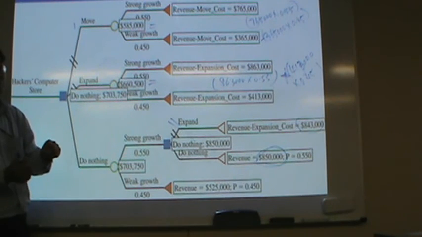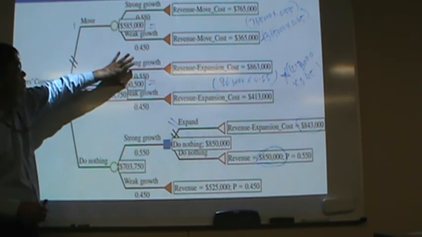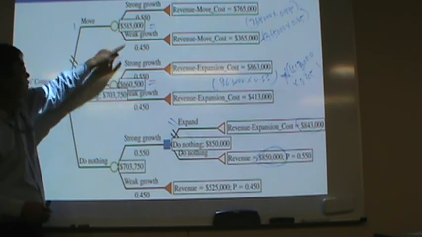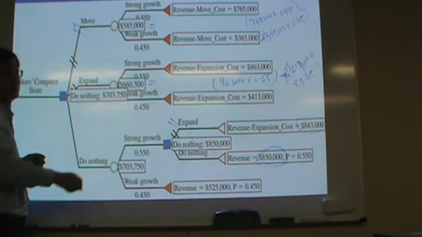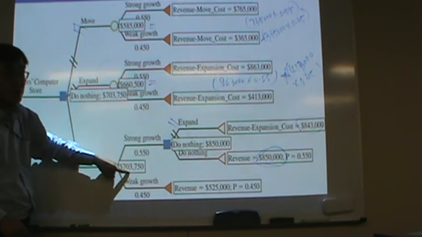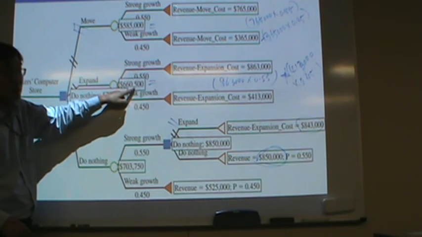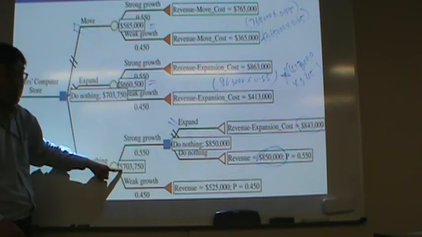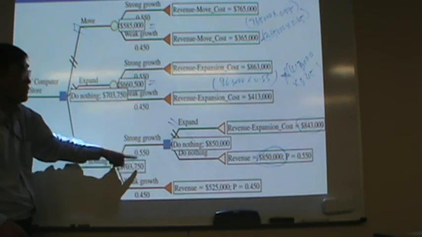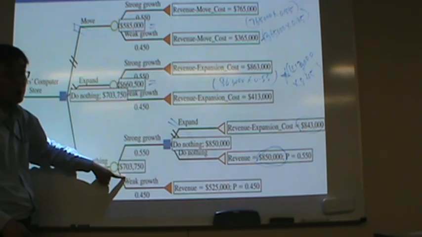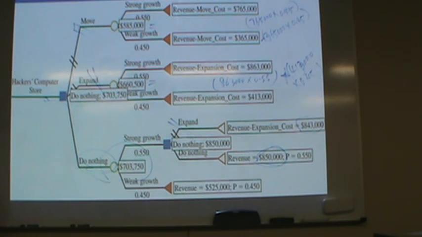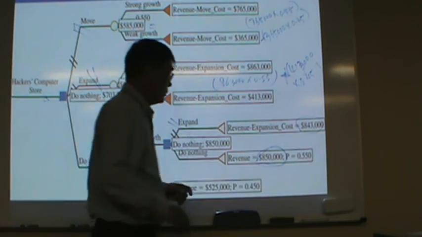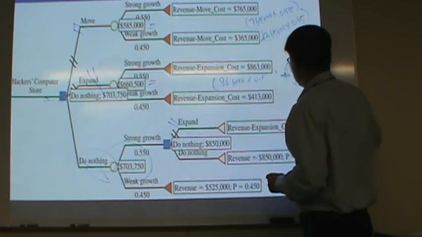After we get the expected value for each option, compare two by two. This one and this one, 585, 660. Winner, right? Cross out. Compare this one and this one, $660,500 and $703,750. This one is higher, winner. Cross out. Finally, this option is the best one. This is a decision tree. I like it. Do nothing.